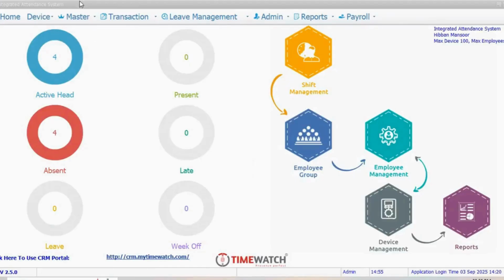This is the IAS dashboard, the control center for everything. On the left, you get a quick snapshot of your organization. You can instantly see the total number of employees as active heads, how many are present today, who's absent, along with the details of late arrivals, leaves, and weekly offs. All the updates in real time.